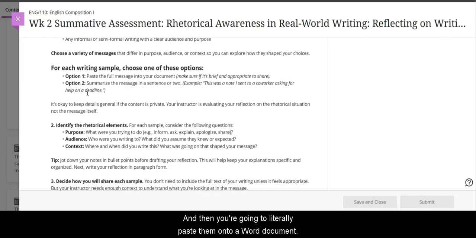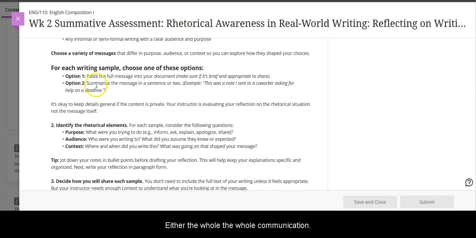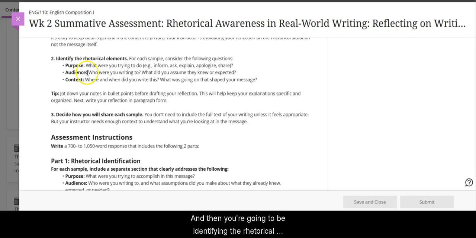And then you're going to literally paste them onto a Word document, either the whole communication, or if it's something you don't want to share the whole thing, then you can just include a little summary of what it was about and who you sent it to. And then you're going to be identifying the rhetorical elements: the purpose, audience, and context.